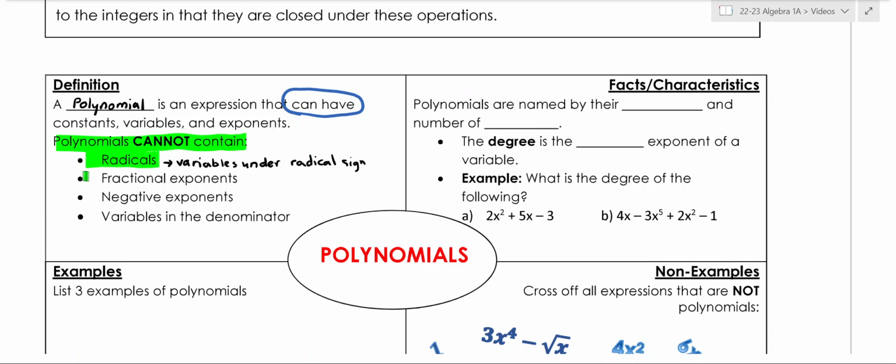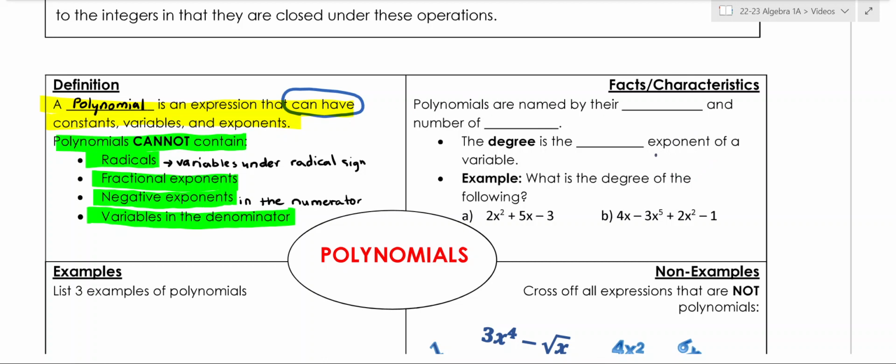Where's my highlighter? Negative exponents, no. Negative exponents in anything in the numerator, in case it's a fraction. And it cannot have variables in the denominator, which you'll learn eventually is the same thing as a negative exponent. So what is a polynomial? It's an expression that's going to have constants, variables, and exponents, but there are some no-nos that you need to master and be able to identify.